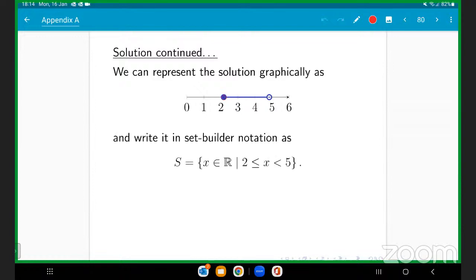And as I've shown, we have the set builder notation as well as the interval notation. Either one is acceptable. Notation does not really make much of a difference.